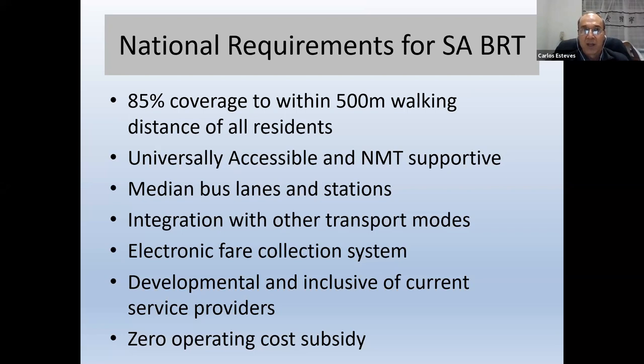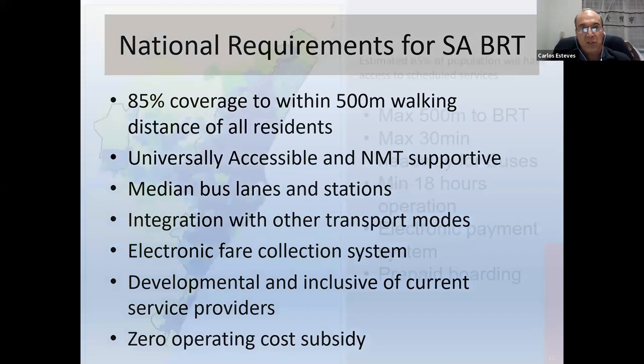In other words, it must transform the minibus taxi and the current bus services into organized, inclusive operators to run the BRT service, the BRT system, as it were. And it must aim for zero operating subsidy for the operating costs. So for the capital cost to build things, the Treasury and National would help. But once the service starts running, you would have to, as a city, or as a system, cover all your own costs.